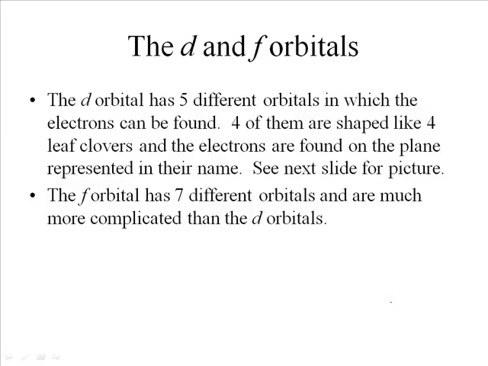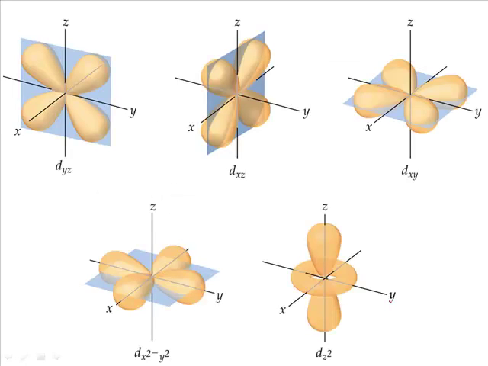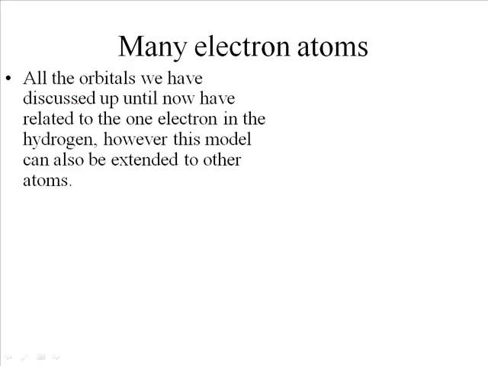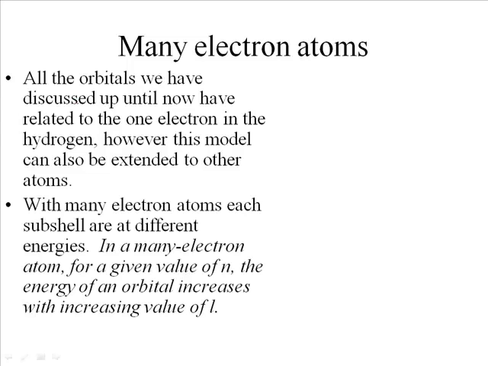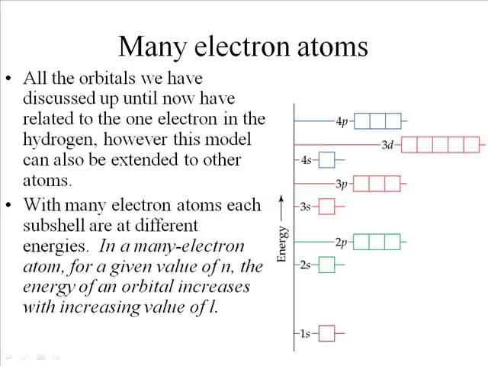The D's and the F's, don't worry too much about them. That's what the D's look like. Anywhere you can find those electrons in any 4 of those clover leaf-shaped areas. Now, all of the orbitals we've discussed up until now have related to 1 electron in the hydrogen atom. But we can also extend this to many atoms. And this is the important part.